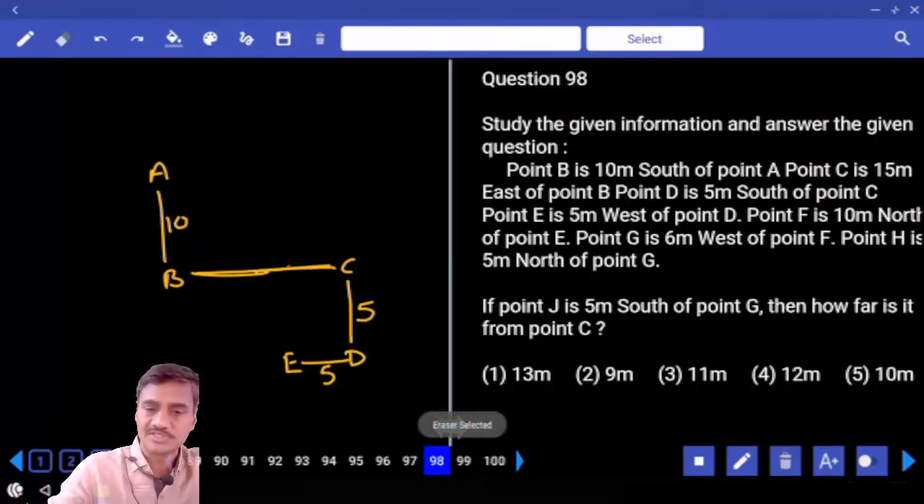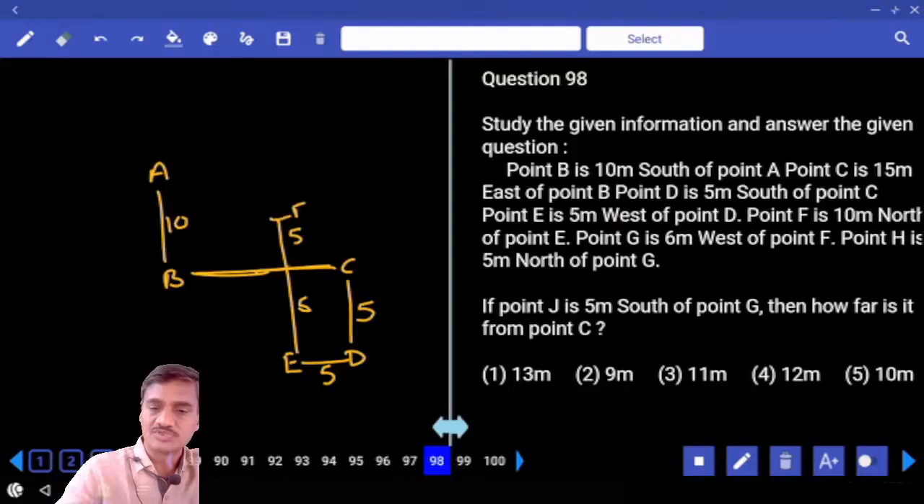Between E and F, the distance must be how much? 10 meters. And F is 10 meters, this is 5, and this is another 5. And F is 10 meters to the north of E, and G is 6 meters to the west of F.